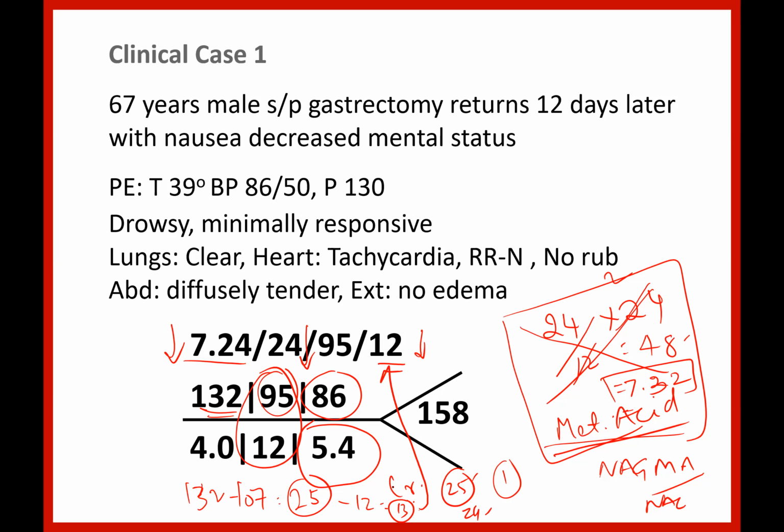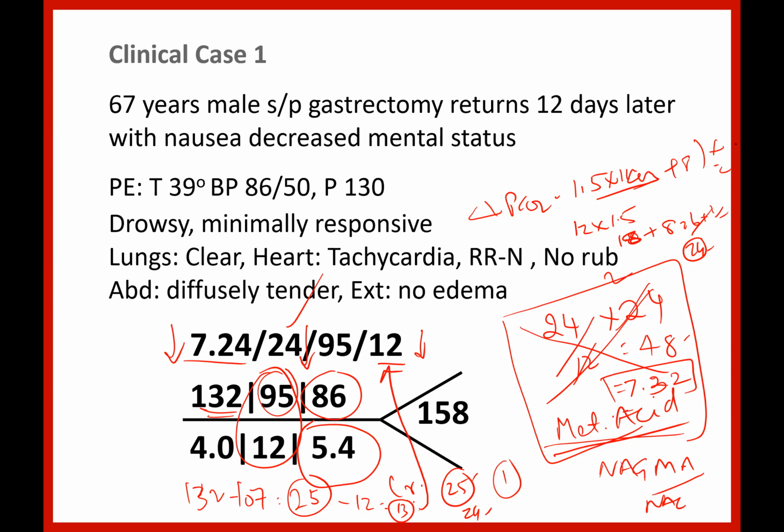Is there any respiratory component associated? Then my expected PCO2 is equal to 1.5 times the bicarbonate plus 8, plus or minus 2. Bicarbonate is 12 multiplied by 1.5 is 18. 18 plus 8 is 26. 26 plus or minus 2 is 24. 24 is my PCO2. So there is no associated respiratory disorder. But for the fact that the data is not consistent, this patient appears to be having anion gap metabolic acidosis due to renal failure.